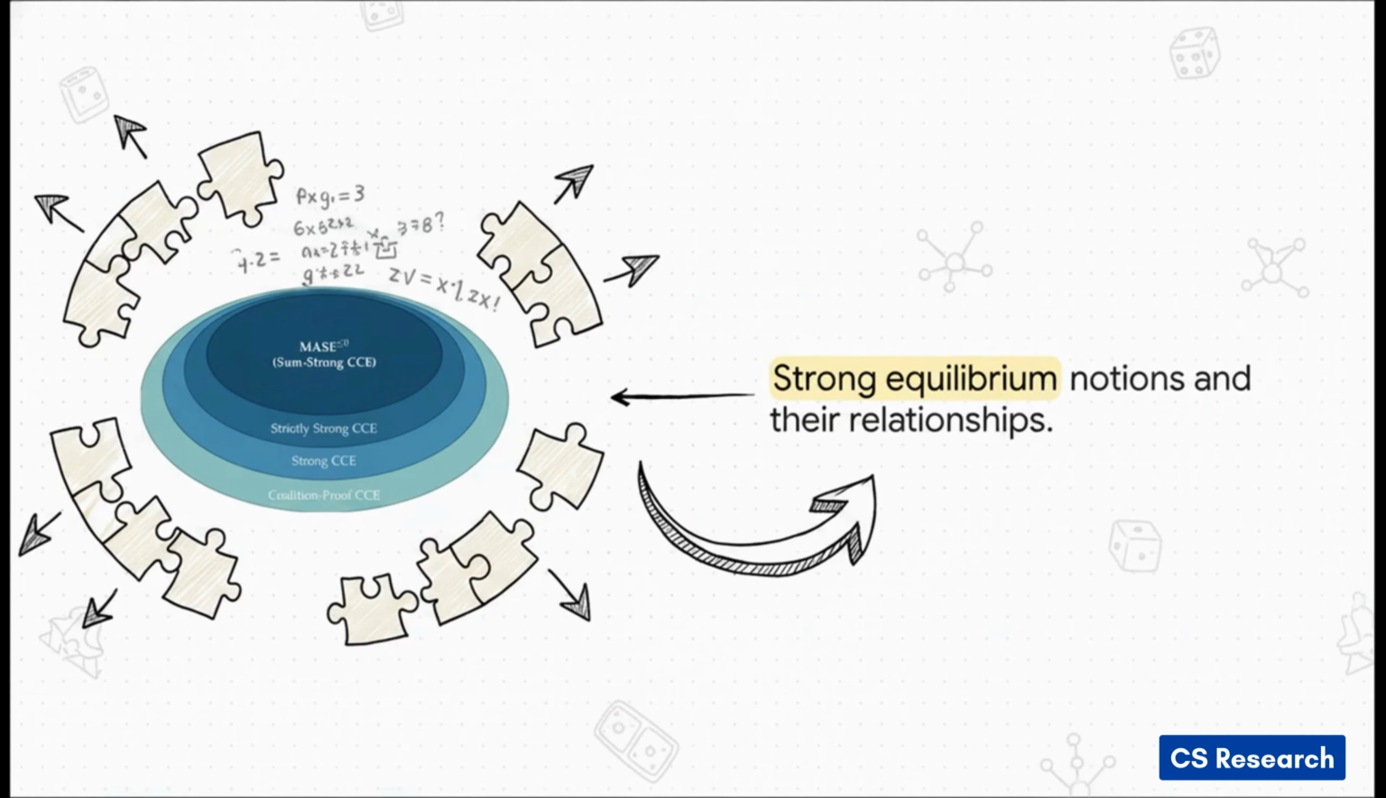But here's the catch. These inner layers, they represent mathematically impossible standards. Demanding that no group can ever, under any circumstances, find a profitable deviation sounds amazing in theory. But as the research proves, these perfect equilibria basically never exist in real complex games. We've literally been chasing mathematical ghosts.